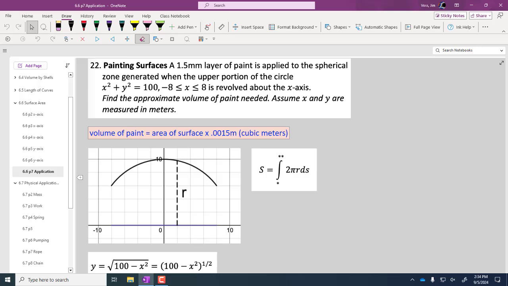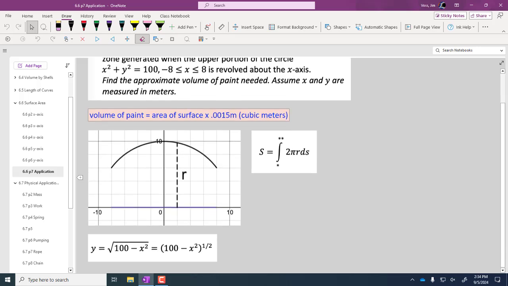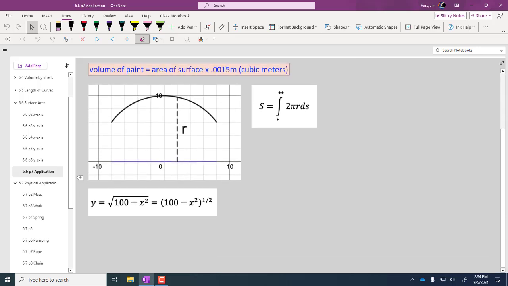They tell us our limits of integration, -8 to 8. So we've got part of a circle being rotated around the x-axis, creating this ring, a sideways barrel. And we want surface area. Remember the idea of surface area, 2 pi r: if you take one point and rotate it around the axis of rotation, you get a circumference of a circle. That's what the 2 pi r is, circumference.